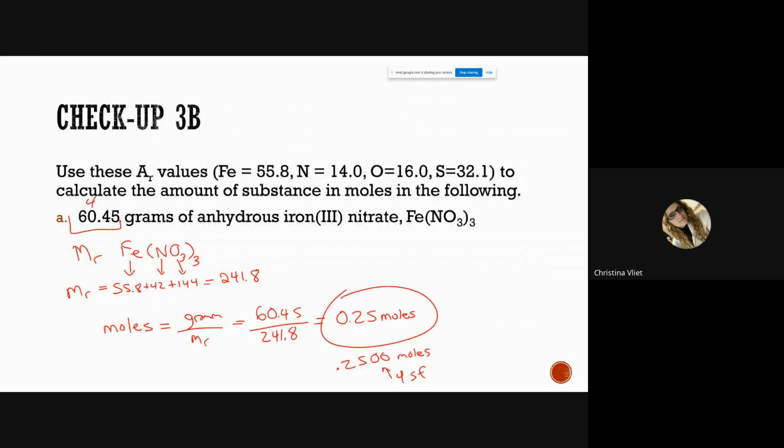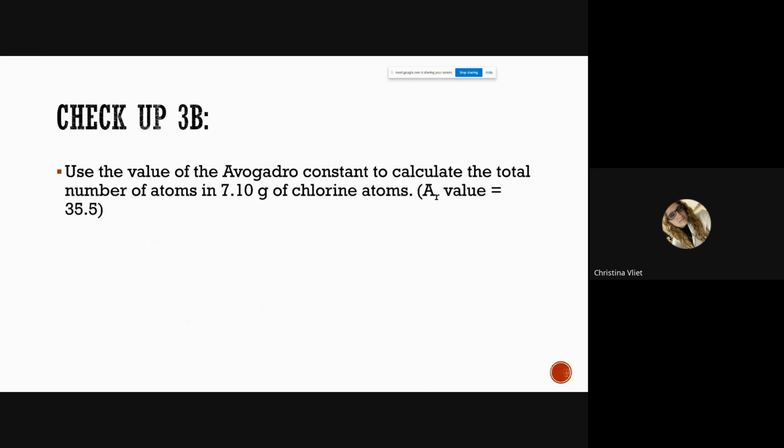So now, 5. What about this though? What should I do here? Use the value of the Avogadro constant to calculate the total number of atoms in 7.1 grams of chlorine atoms. What are we going to do? Times 7.1. What do you suggest?